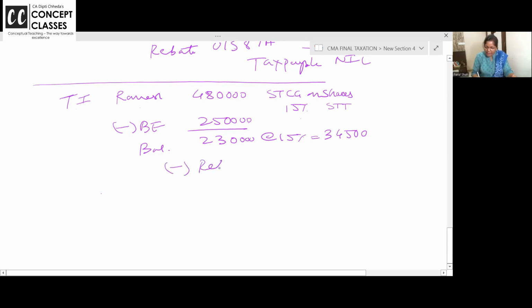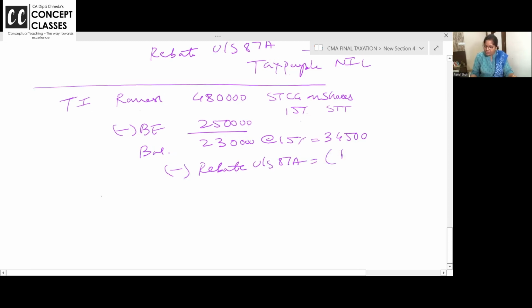Now, minus rebate under section 87A. How much? 12,500. What is the tax now? 22,000. On this you pay ESES 4%.